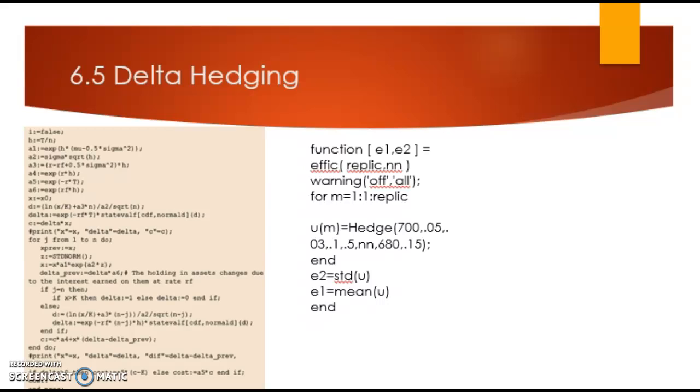we can run it by calling a couple of different things, but here what's important to know is that 700 here, Hedge 700, that's the stock price. The 0.05 is the risk-free interest rate. The 0.03 is the continuous interest rate. The 0.1 is the volatility. 0.5 is the time in years, so about 6 months. And N is the number of times that this problem is hedged. 680 is the starting price, and 0.15 is the expected growth rate.